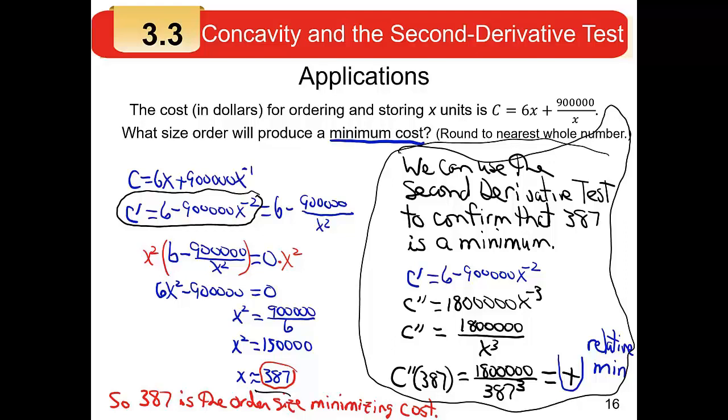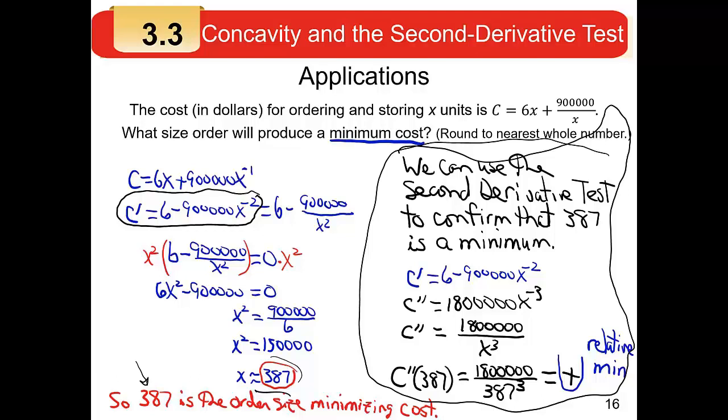But it's just to comfort me. I need to be 100% sure that this really is a minimum rather than a maximum or neither. And that just makes me feel better. I had a feeling that the answer was going to be 387 before I did the confirmation. The confirmation was more for my comfort level, to make sure that it wasn't something that had tricked me, and I thought it was going to be a minimum, but it really turned out to be neither or a maximum. But I figured it would be 387 before I did the second part.